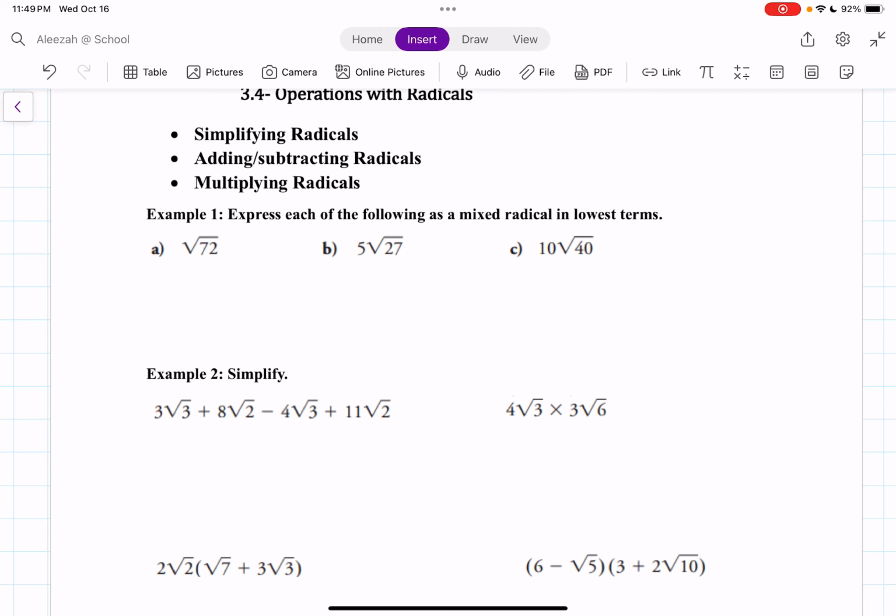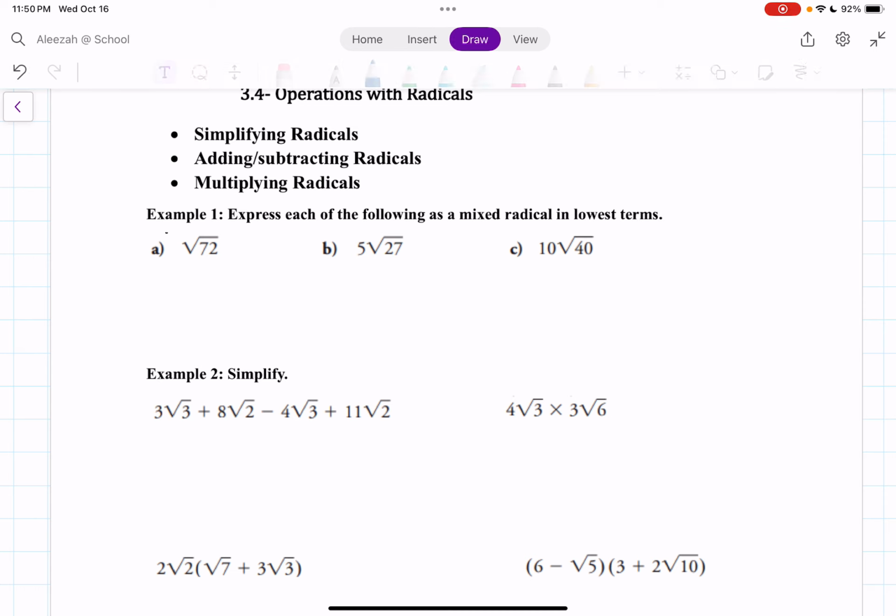Okay, the first thing is, what's the difference between an entire radical and a mixed radical? For example, the first one is an entire radical, and this is a mixed radical. So why is it a mixed radical? Because we have a whole number and a radical. The whole number is 5 and the radical is square root of 27. But this is not in the simplest form. So let's see how we can write a radical in the simplest form.